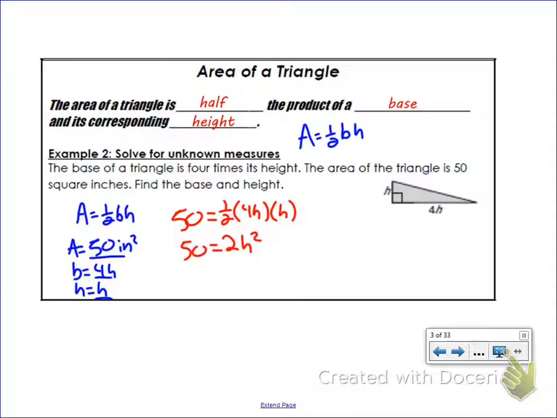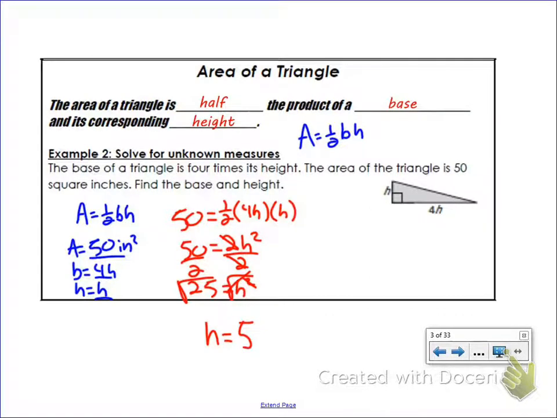We want to get the h squared by itself, so I'm going to divide both sides by 2. The 2's are going to cancel. I'm going to get 25 equal to h squared, and to get rid of the squared, we use the square root on both sides. The squared and the square root are going to cancel out, and h is going to equal, it should be plus or minus 5, but since we're talking about a side length here, we can omit the negative part. So h will equal 5 in this case.